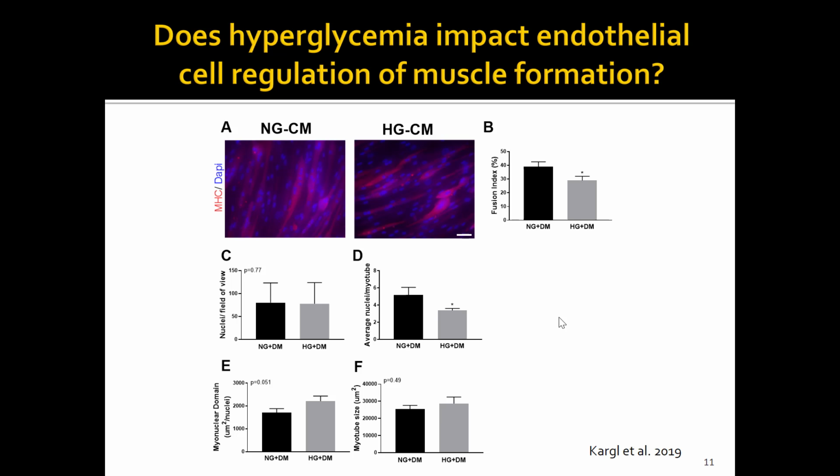So what we've shown is muscle dysfunction impacts endothelial cells and endothelial cell function, and endothelial cell dysfunction impacts muscle function.